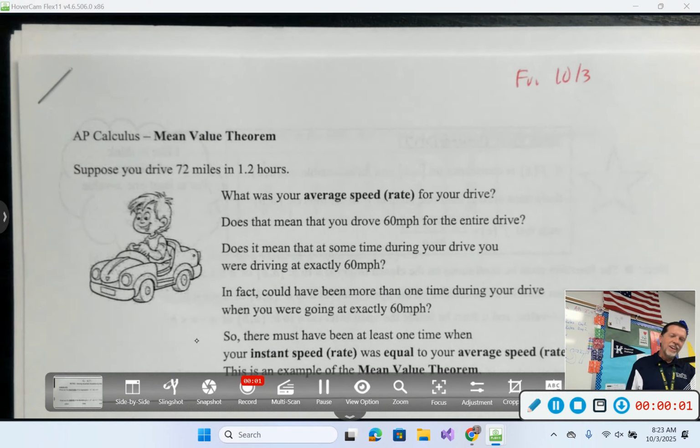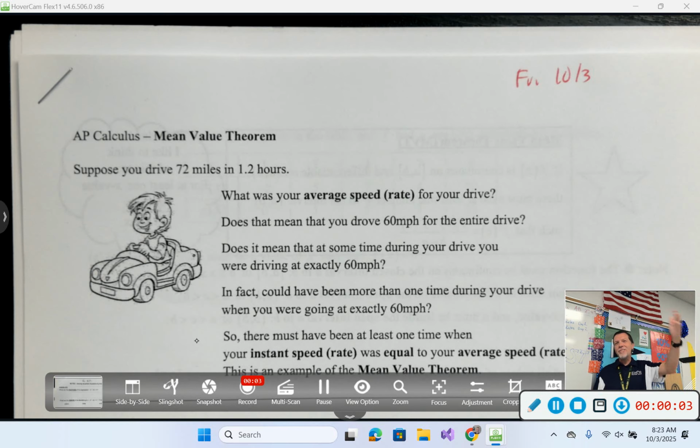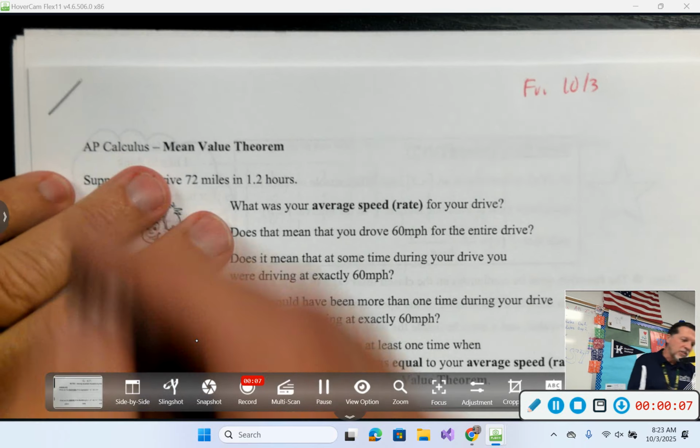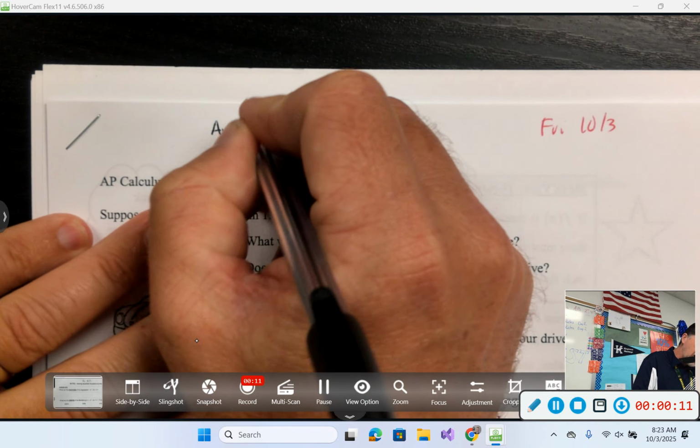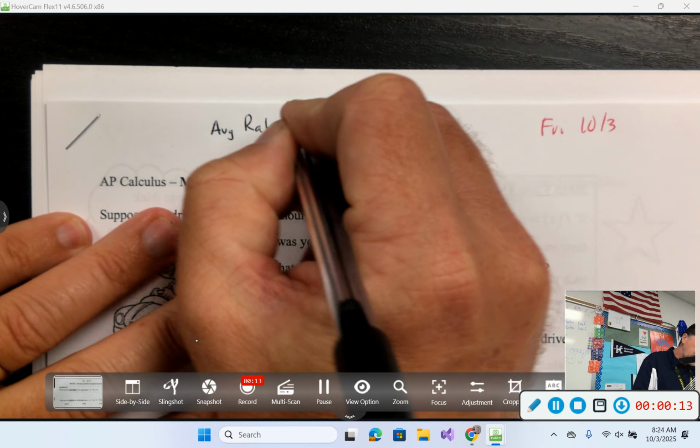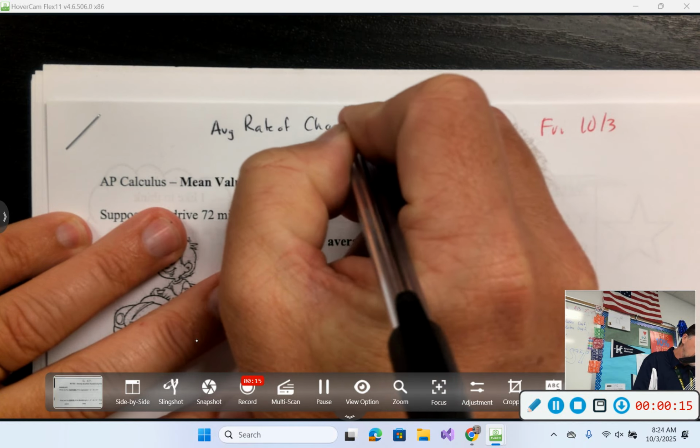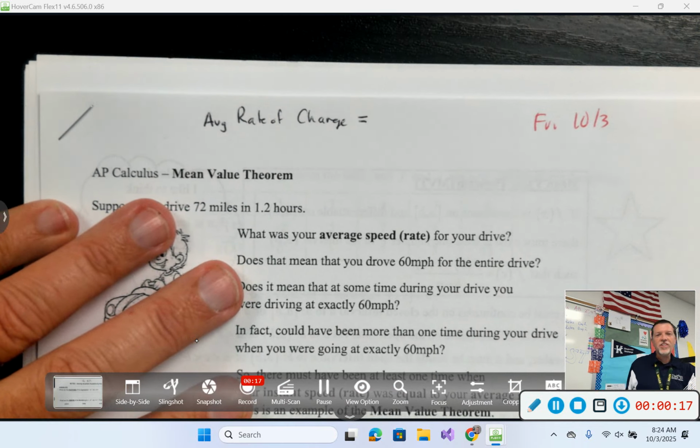Because you said something about average rate of change versus instantaneous rate of change. So let's remind ourselves what those two things are. So right up here at the top, average rate of change.